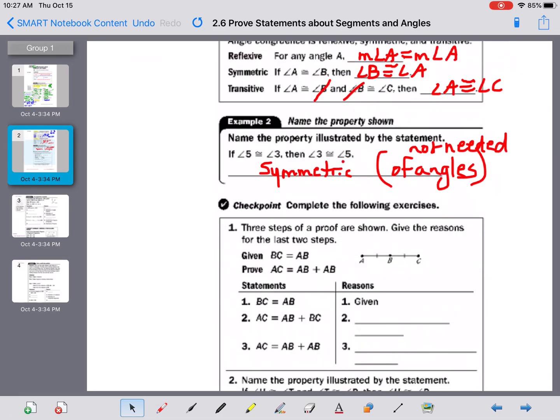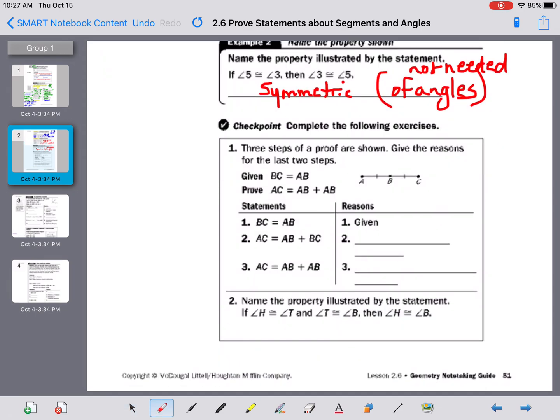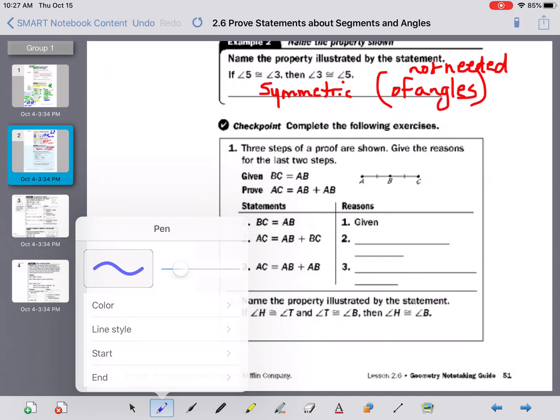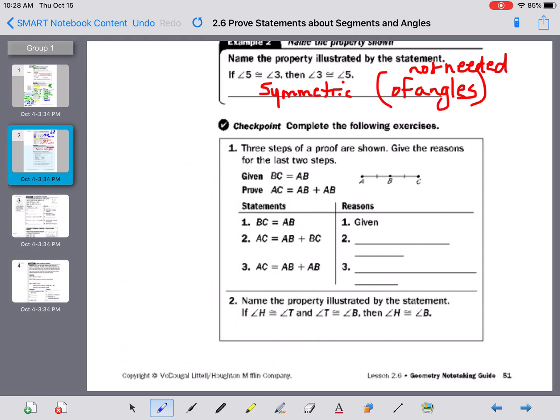All right, we're going to try another proof. It says 3 steps of the proof are given. Give the reasons for the last 2 steps. Okay, first things first, mark your picture, okay? BC is equal to AB. BC is equal to AB. Yep, they're marked, that's good. Okay, so the first thing, BC equals AB, it's given.